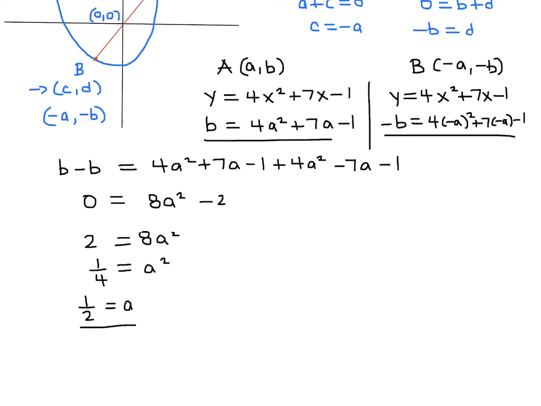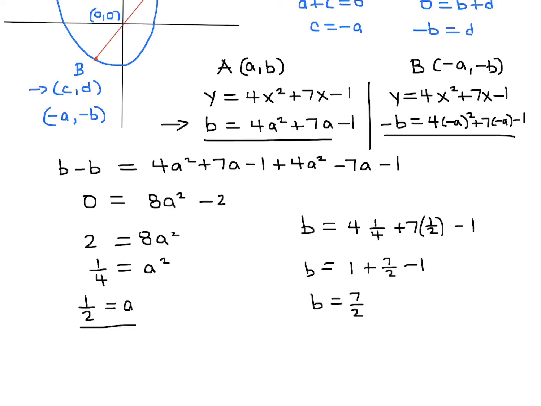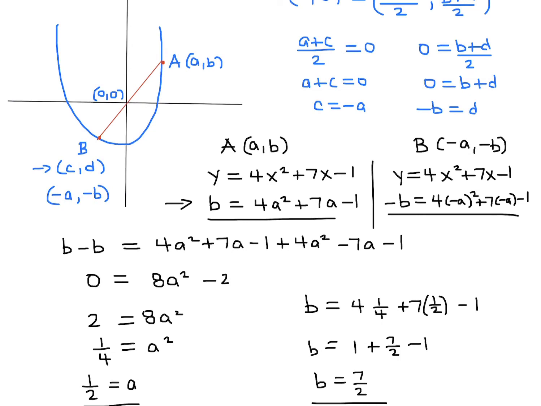Substitute a equal to 1/2 into any one of these to get our value for b, and you get 4 times 1/4 plus 7 times 1/2 minus 1. And this looks like 1 plus 7/2 minus 1, and therefore b is 7/2. Okay, so now we're set. Now we know a and b, we can find the distance.